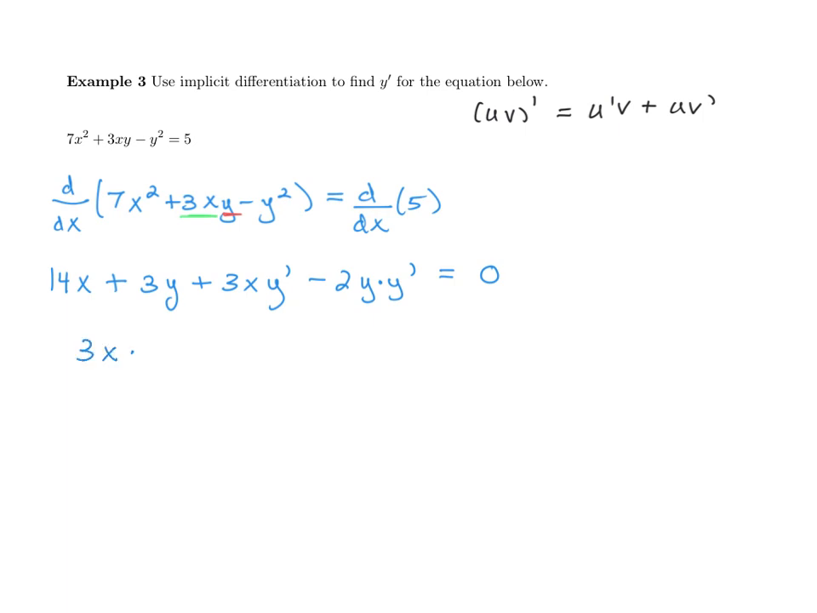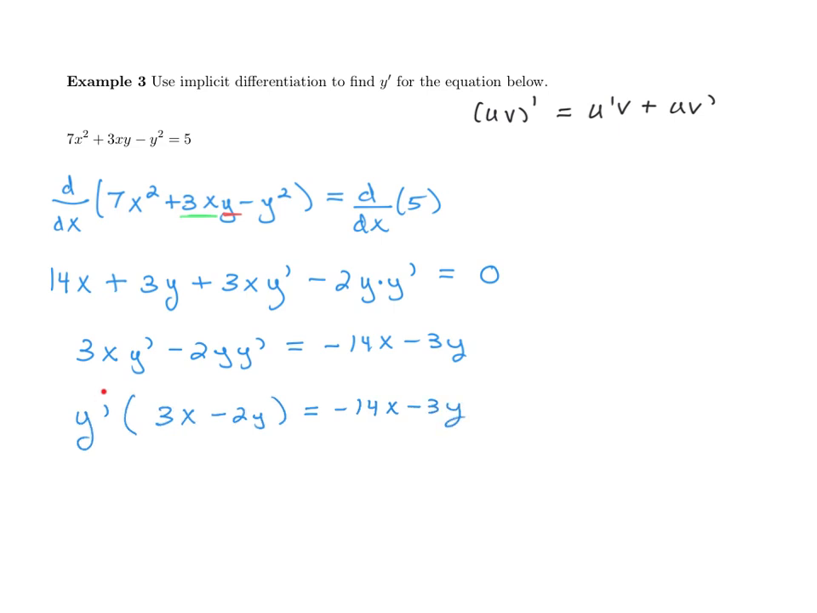We have 3x y prime minus 2y y prime is equal to negative 14x minus 3y. There are no y primes, and each term over here does have a y prime. On the left side, I can now factor out y prime. What's left over? 3x minus 2y.